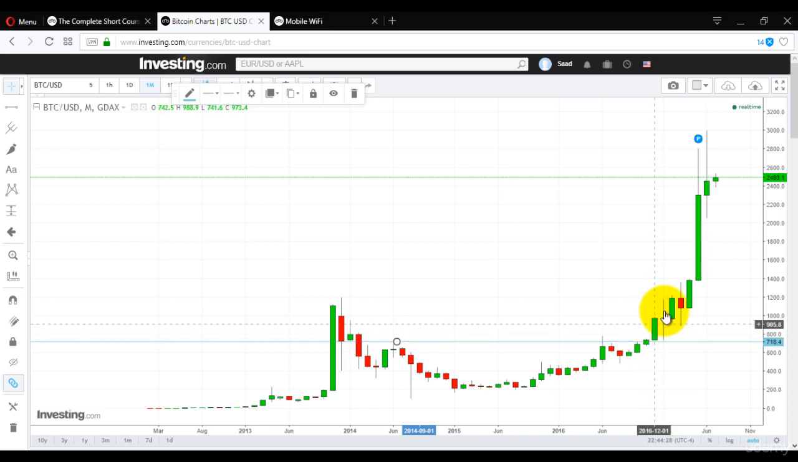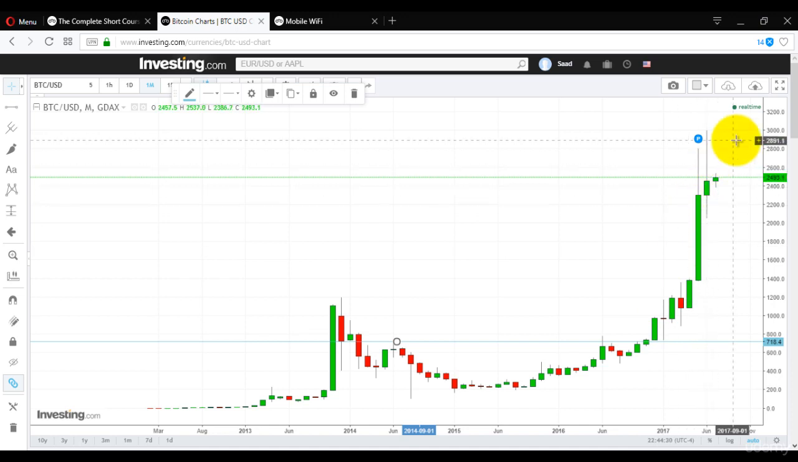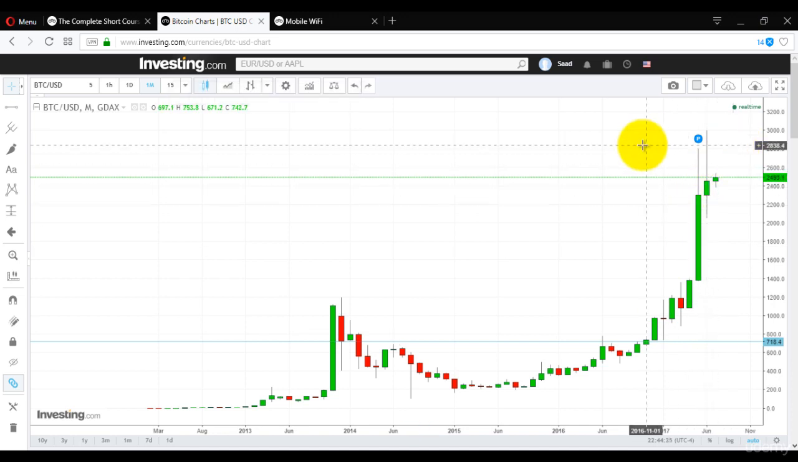And once it rose up, there was no looking back. It went up, up, up, and up. So now is a good time to invest if you're thinking to invest. And I would give you a thumbs up. Do buy it if you like to increase your wealth.